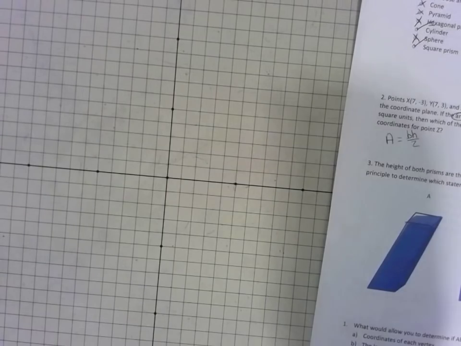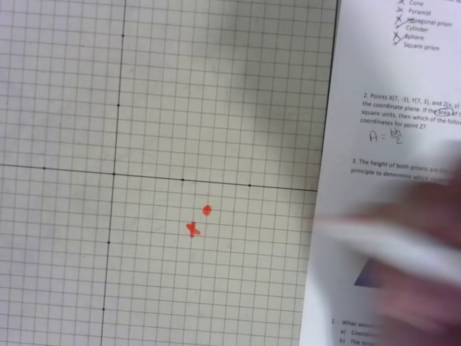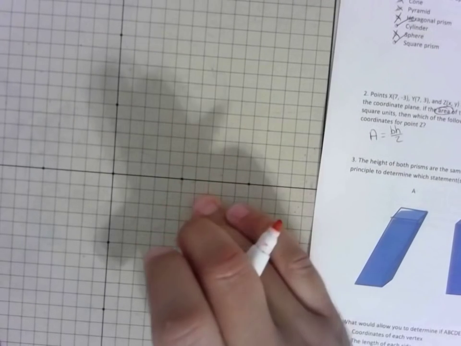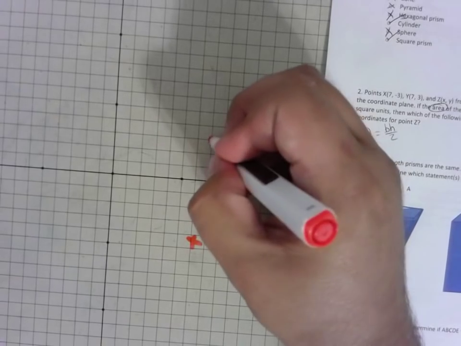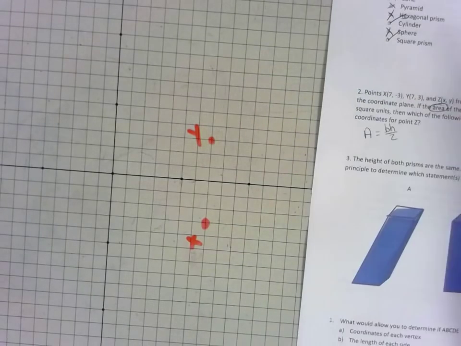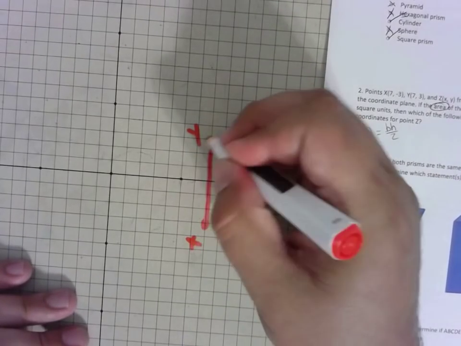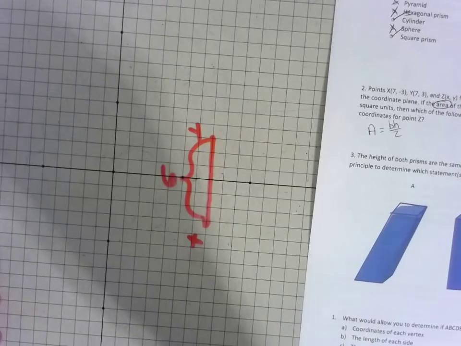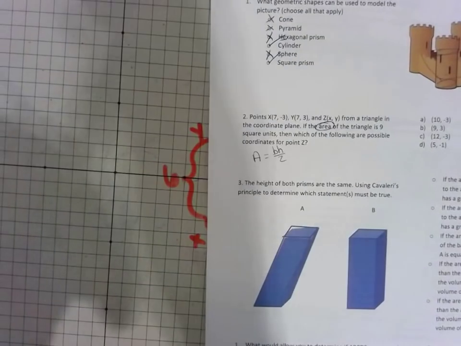X is at 7, negative 3. So here's 7, negative 3. This is x. Y is at 7, positive 3. That's not 3. Sorry, guys. Spring break. Just 1, 2, 3. Forgot how to count. 1, 2, 3. There's y. I'm looking for z. But I do know this. And from positive 3 to negative 3, I do know that this is 6, which is telling me one of my sides is 6.